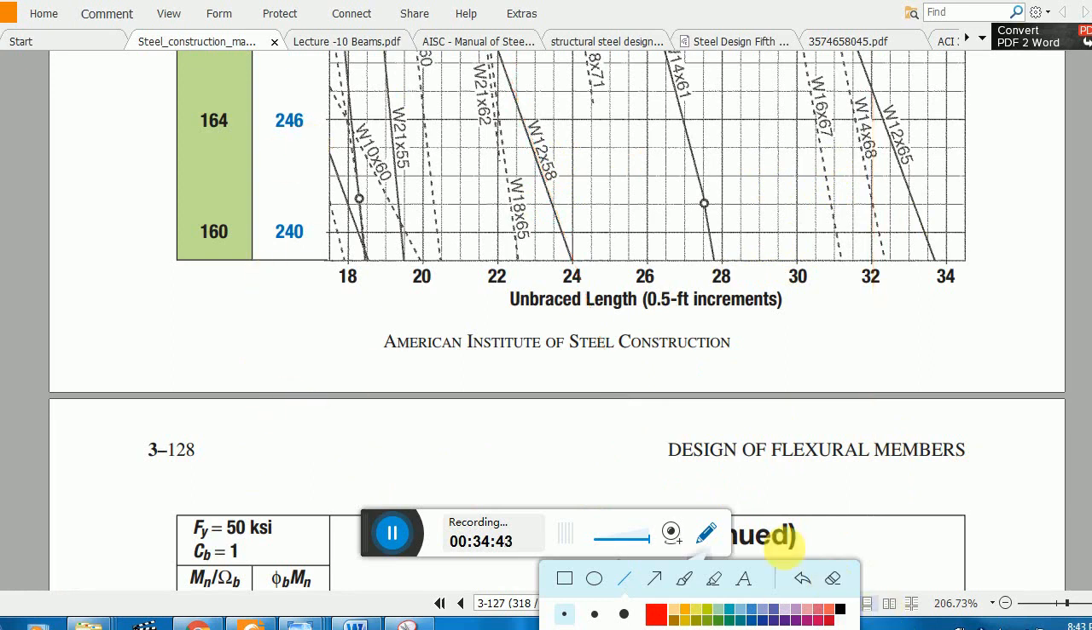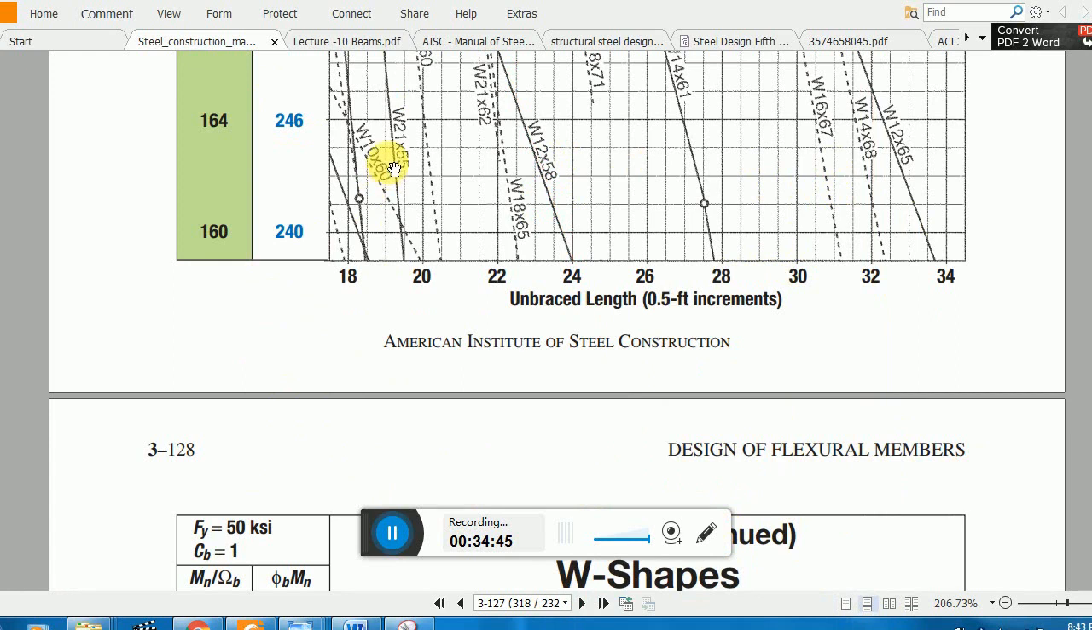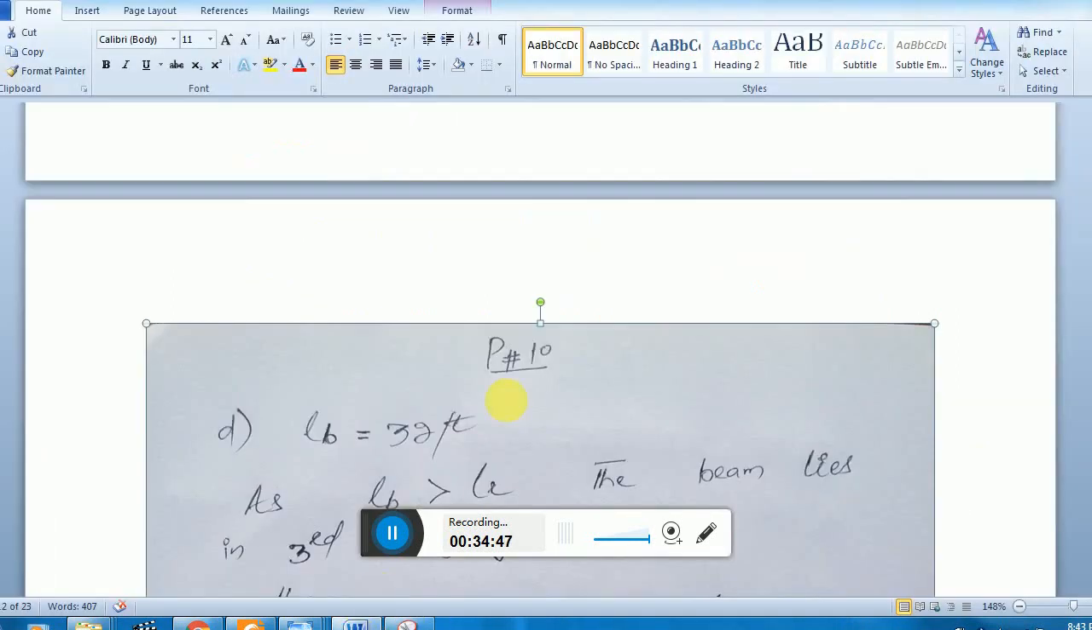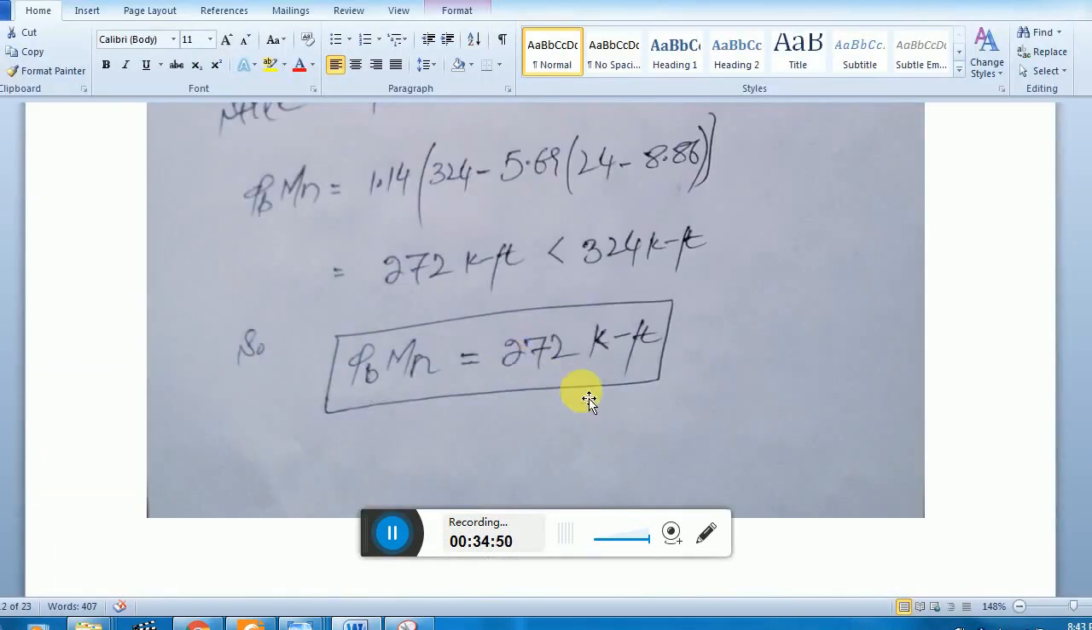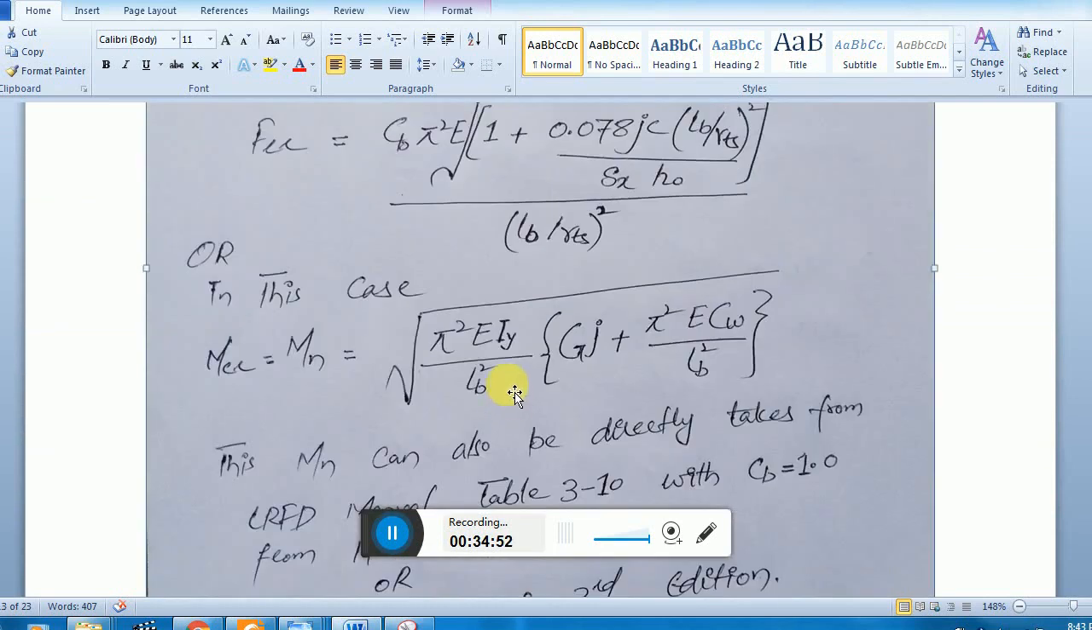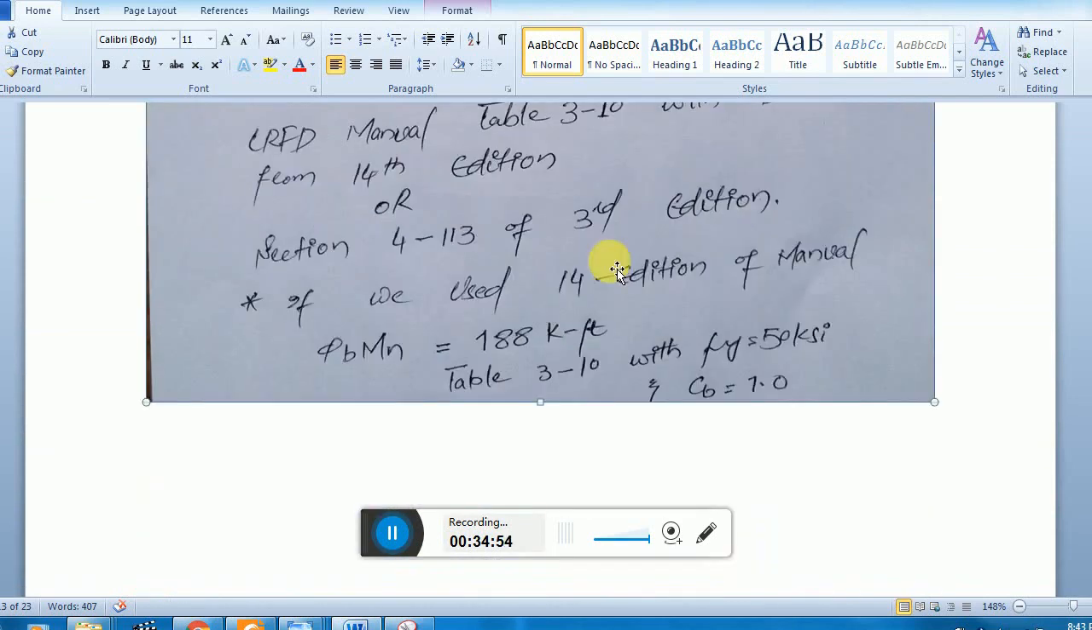Clear? Now let us see how we can calculate it by equations. Clear? Now these are the references. The value is 188.